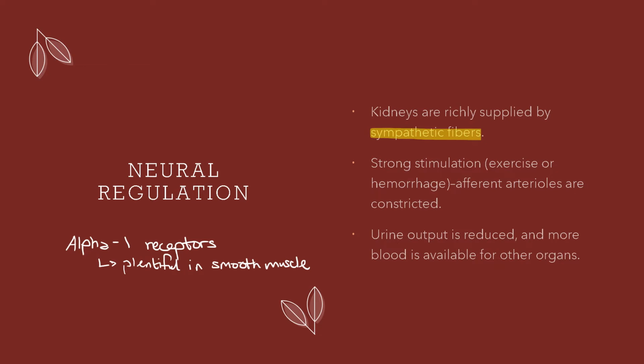So at rest, sympathetic stimulation is going to be quite low. And this is when the afferent and efferent arterioles are going to be dilated. And this is when renal autoregulation of GFR is really going to be the main driving factor for glomerular filtration rate.